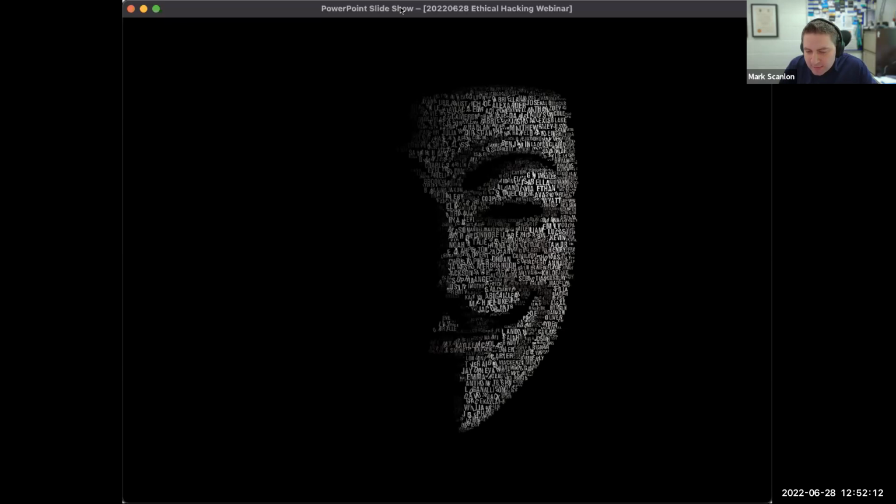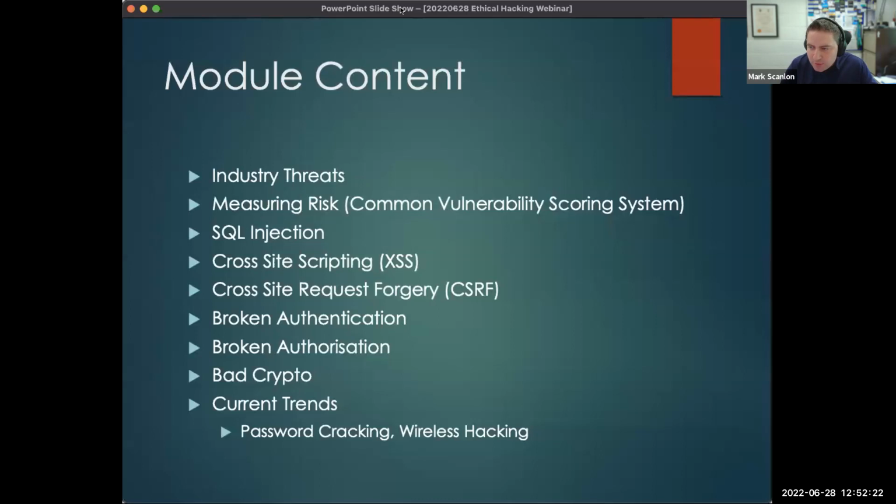But nonetheless, the skills and the tools that are used by hacktivist groups or online hacking groups are the same as what's used by an ethical hacker. In terms of the content in the module, we will be looking at everything from industry threats. So we're trying to understand exactly what threats are out there. So we're learning almost the defensive side a little bit by learning the offensive side.